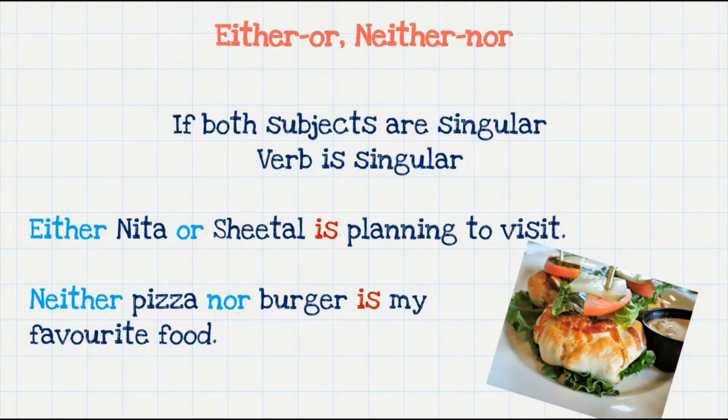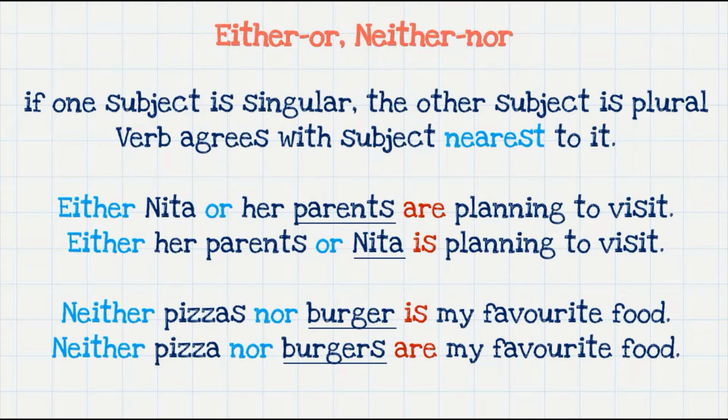However, if one of the subjects is plural, then the verb agrees with the subject that is closest to it. So either Nita or her parents. Now here there are two subjects, Nita and parents. Nita is a singular subject, but parents is the plural subject. The verb are is closest to parents, hence it is plural.